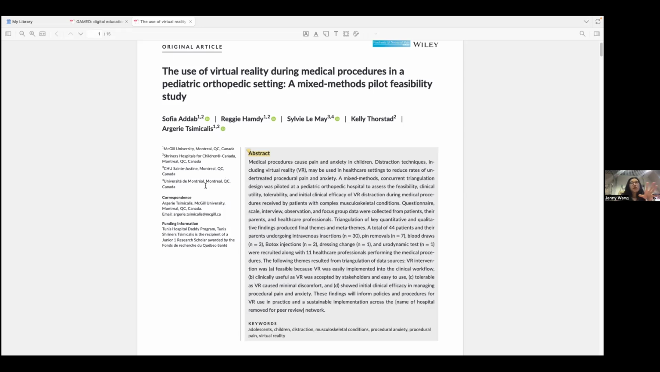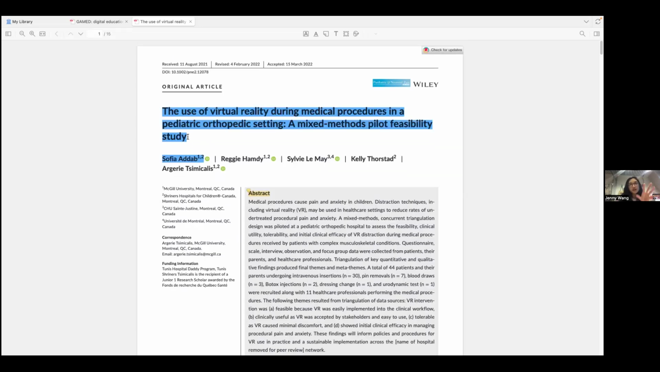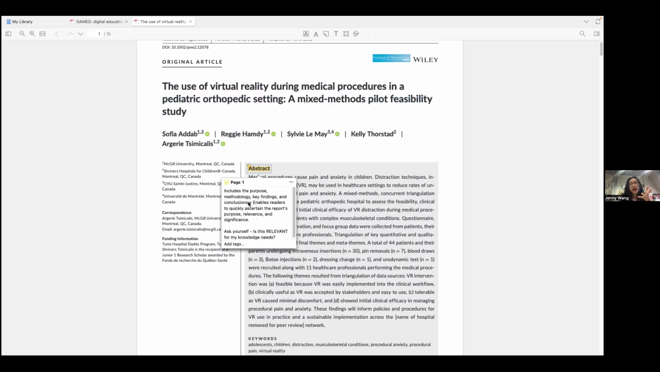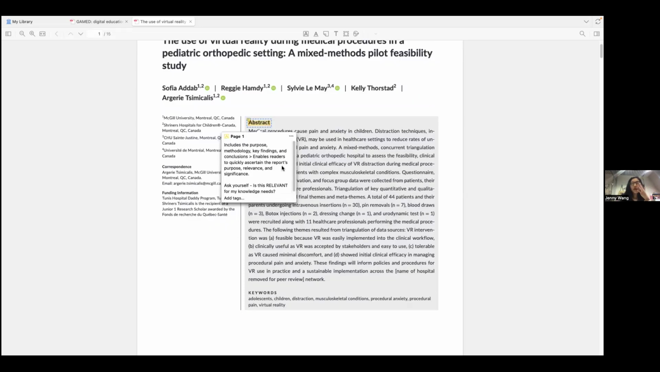So when you read the research article, obviously, you read the title, you determine if that's relevant to you, and then you look at the abstract. The abstract is quite important. It includes the purpose, methodology, key findings, and conclusions, and enables readers to quickly ascertain the report's purpose, relevance, and significance. So while I go through this article, I've included all these little notes so that you can follow along with me instead of PowerPoint slides, because I think it puts things into perspective a little bit more.